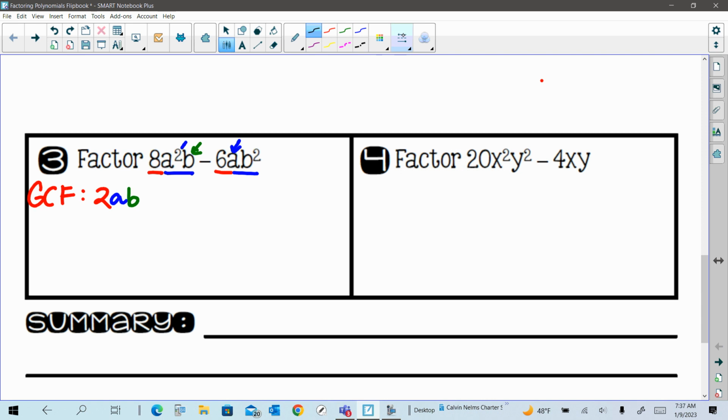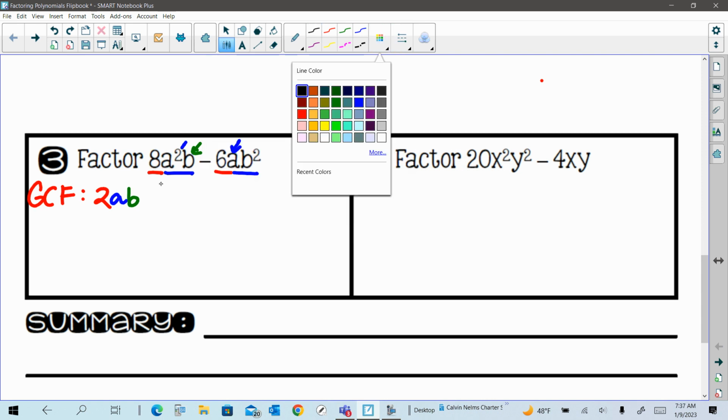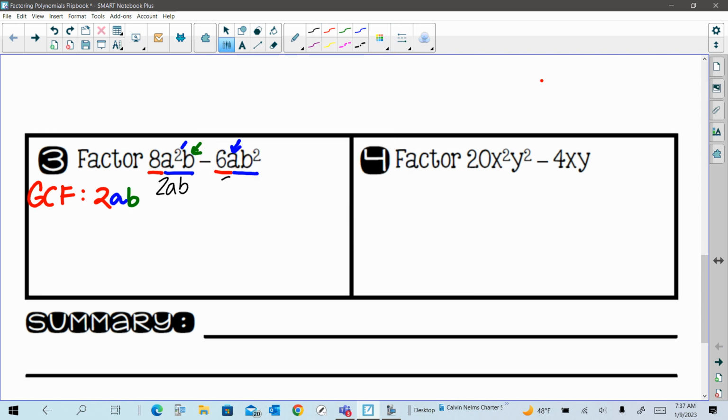So we're going to divide each term by 2ab. That 2ab is what's outside the parentheses. 8 divided by 2 leaves me with 4. Then 1a, and then the b's will cancel. Minus 6 divided by 2 will leave me with 3. My a's cancel. b to the second divided by b leaves me with just what? 1b. And that's our final answer.